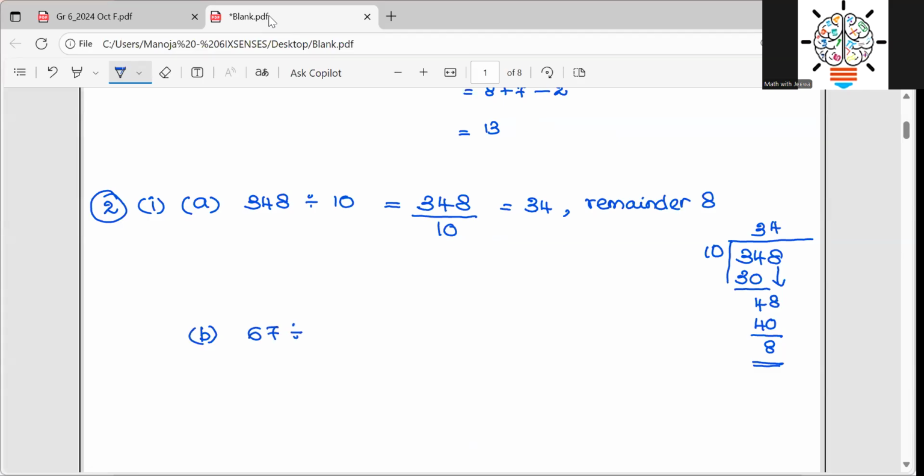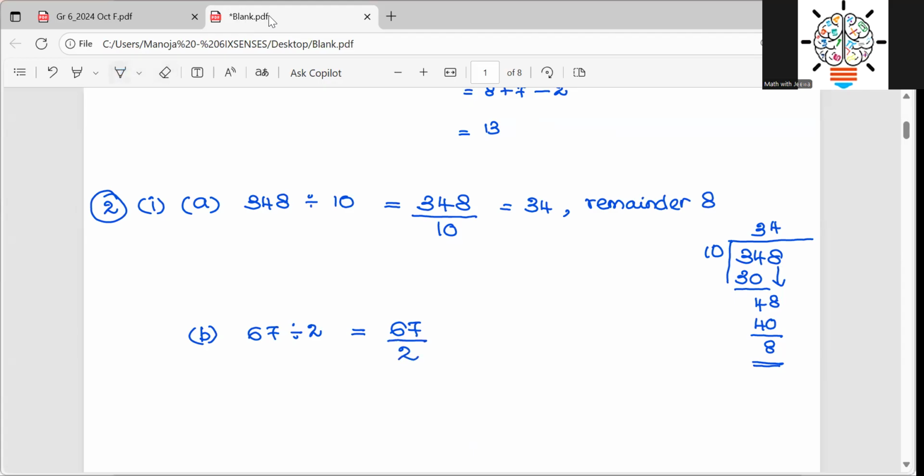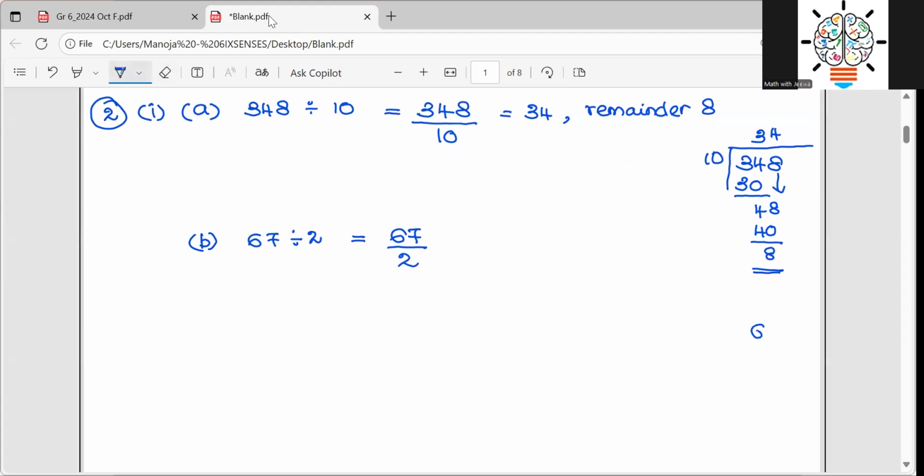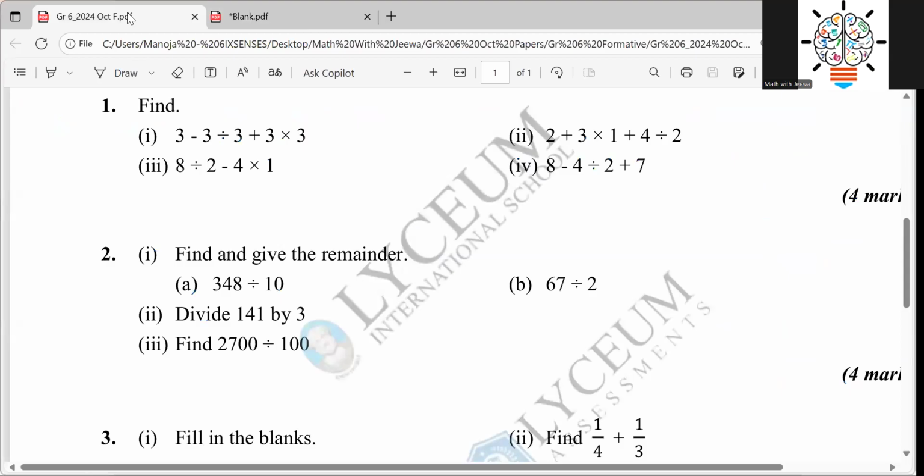67 divided by 2. Again, I can write it like this, 67 divided by 2. And I go to my working column here. 2 times 3, 6, and 0. And you bring this 7 down. And 2 times 3, 6, and 1 remainder. Okay, so then I can write the answer 33, remainder 1. Okay, we are done.